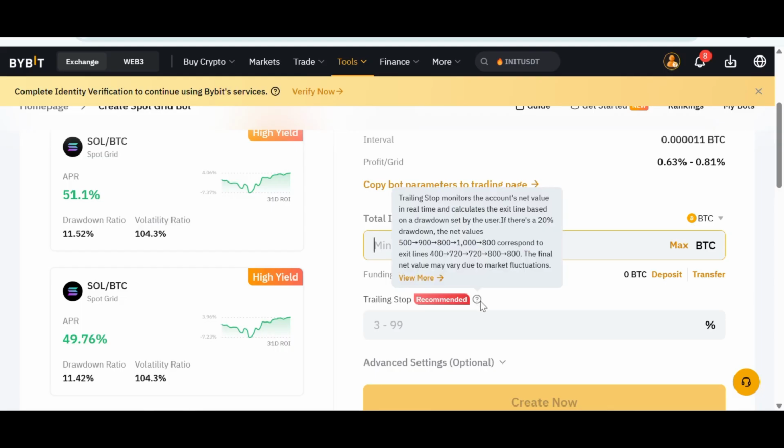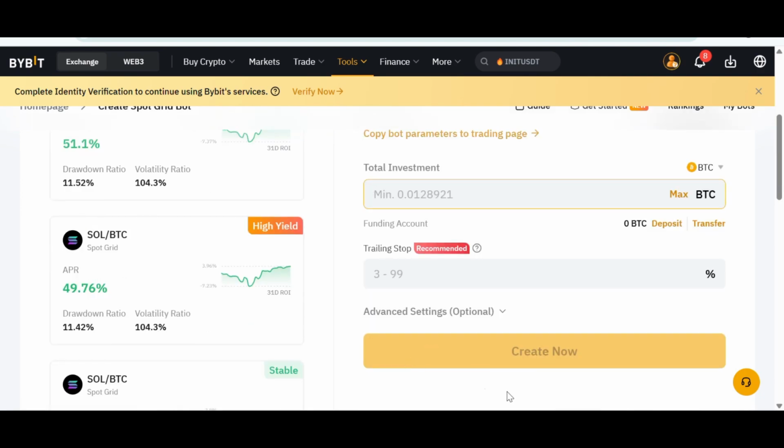So the trailing stop monitors the account's net value in real time and calculates the exit line based on a drawdown set by the user. If there's a 20% drawdown, the net value goes from 500 to 900 to 800 to 1000. And like you can see, there's fluctuation. It's not completely up or down. The graph is fluctuating. It can go up, it can go down, and the trading bot will fluctuate accordingly. And once done, you can simply head over and click on create now.